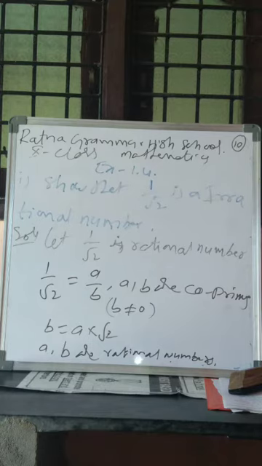So what do we do? Cross multiplication. Then b is equal to a into root 2. Here a, b are rational numbers. So according to our assumption, root 2 is also a rational number, but this is not a fact. It contradicts, so it is a wrong assumption.